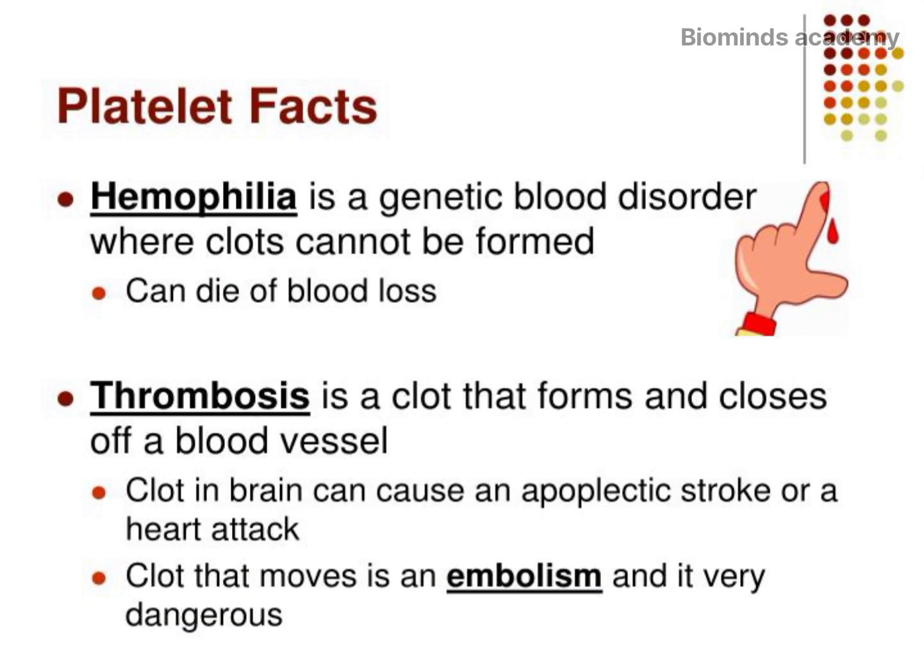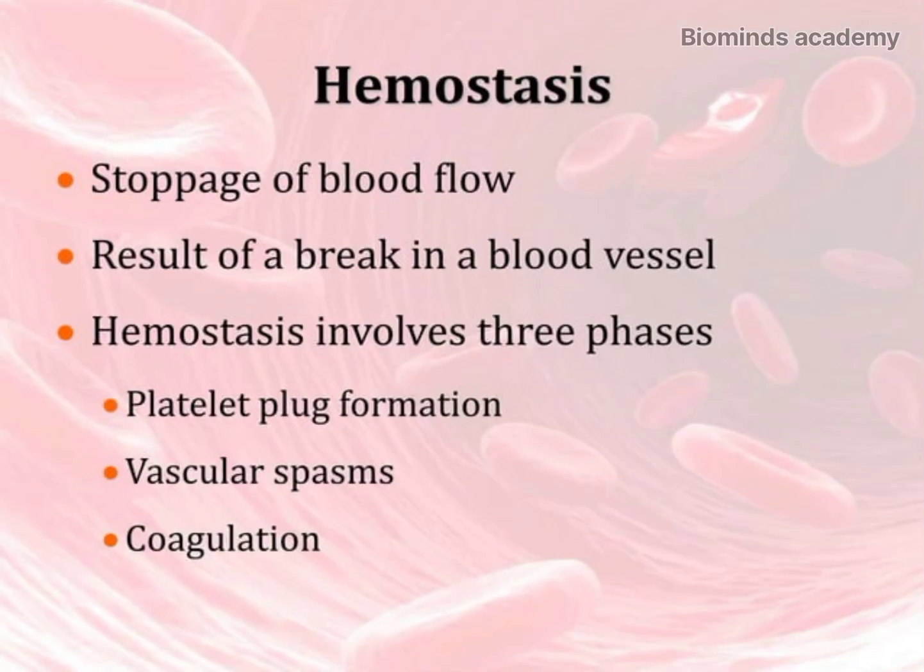Some facts about the platelets. Hemophilia is a genetic blood disorder where clots cannot be formed, which can cause death because of blood loss. Then thrombosis. Thrombosis is a clot that forms and closes off a blood vessel. A clot in the brain can cause an apoplectic stroke, or a heart attack. A clot that moves is an embolism, and it is very dangerous to our body.